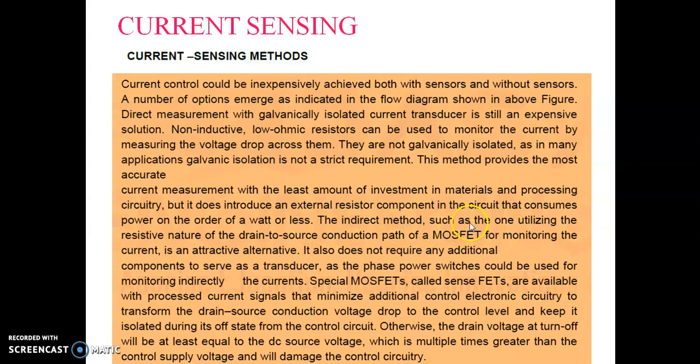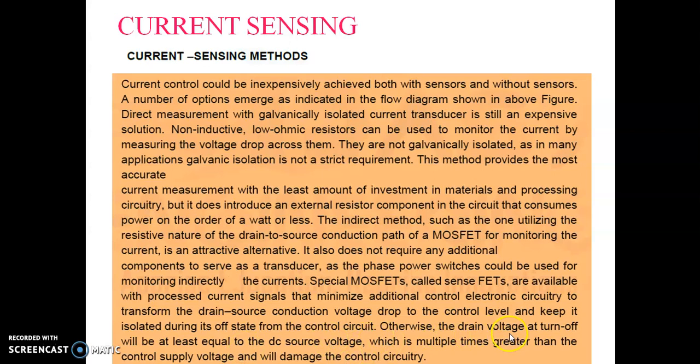The indirect method, such as the one utilizing the resistive nature of the drain to source conduction path of a MOSFET, is an attractive alternative for monitoring the current. It also requires additional components to serve as a transducer, as the phase power switches could be used for monitoring the currents indirectly. So special MOSFETs called SenseFETs are available with processed current signals that minimize additional control electronic circuitry to transform the drain to source conduction voltage drop to the control level and keep it isolated during its off state from the control circuit.